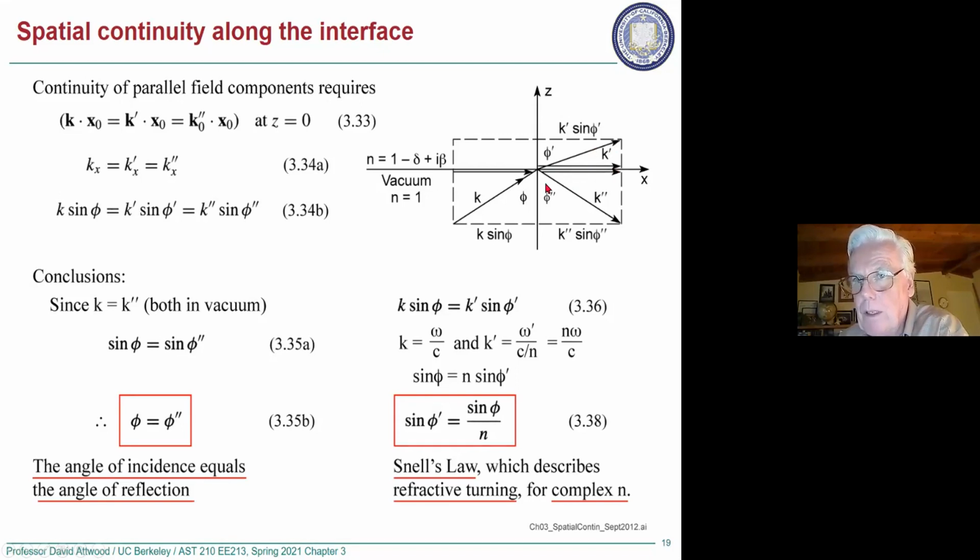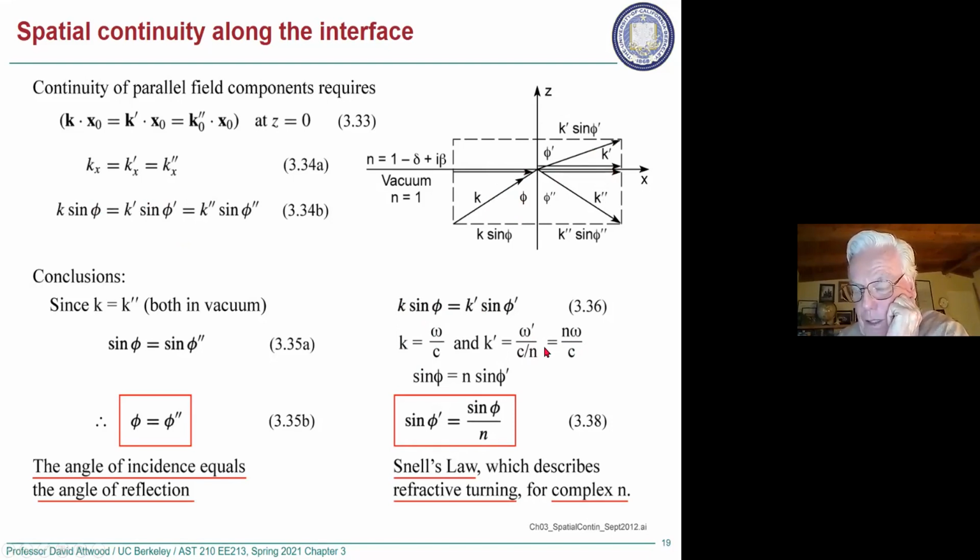In the same way, we can look at the X component of the refracted wave and the X component of the incident wave, this one and this one. They also have to be equal, and they have their own relationship from here. When we do that, the K here is omega over C, and this K prime is omega divided not just by C, but C over N, written this way.